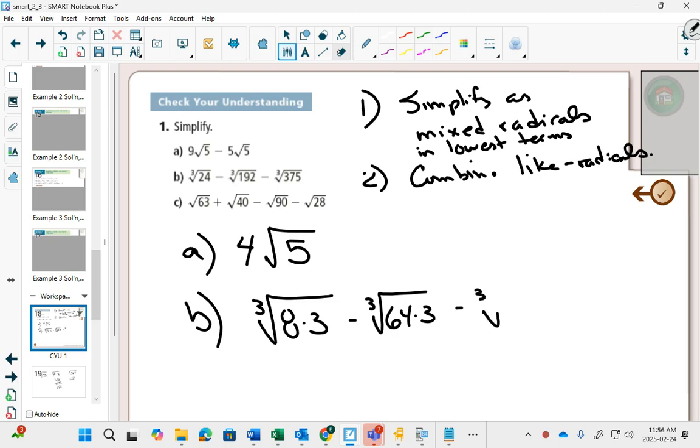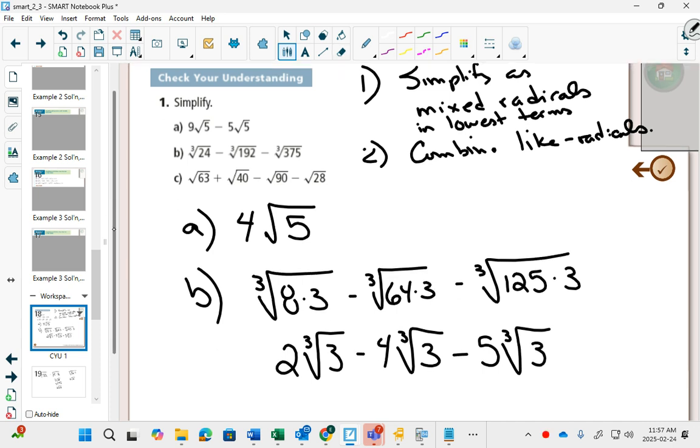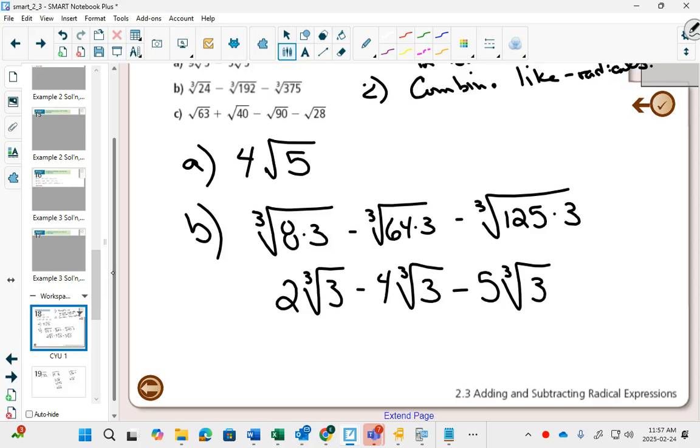375 is the cube root of 125 times 3. And now the cube root of 8 is 2, so I get 2 cube root of 3. Cube root of 64 is 4, so I get 4 cube root of 3. And cube root of 125 is 5, so I get 5 cube root of 3. And now they're all like radicals, so I can put them together and get negative 7 cube roots of 3.